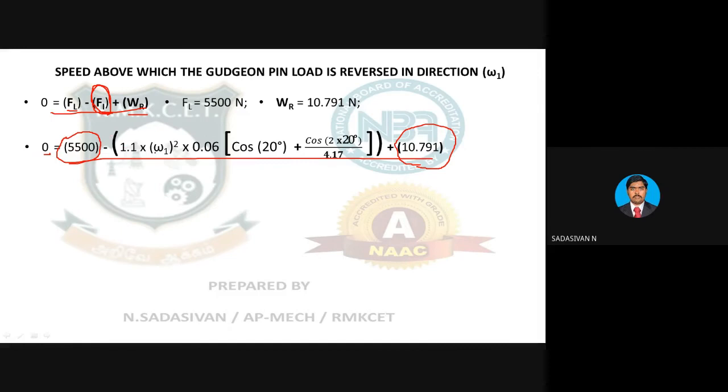Therefore, I'm going to keep this as unknown, omega 1. Previously we had some value like 209 for omega. In that place, I'm going to put omega 1, an unknown value, like keeping unknown as x. All the other values are constant for this problem: 1.1 kg, 0.06 crank radius, 20-degree crank position, and the obliquity ratio 4.17. Everything else is the same. Now solve for omega.